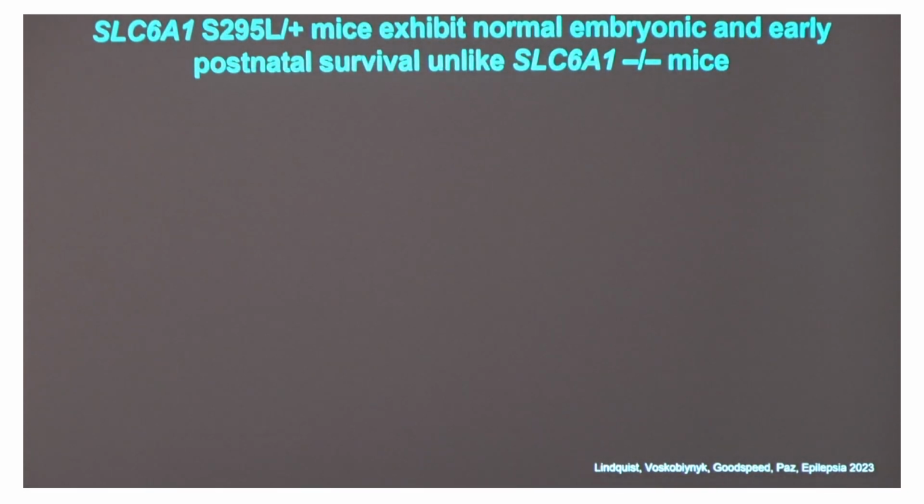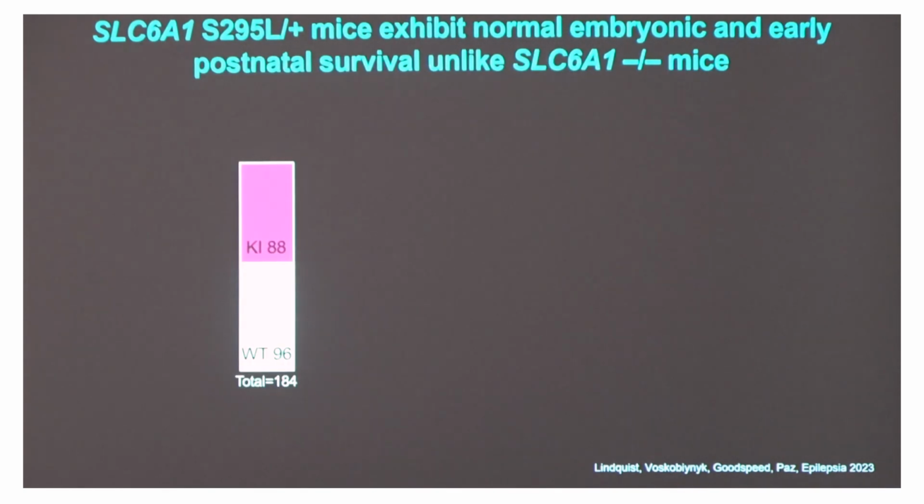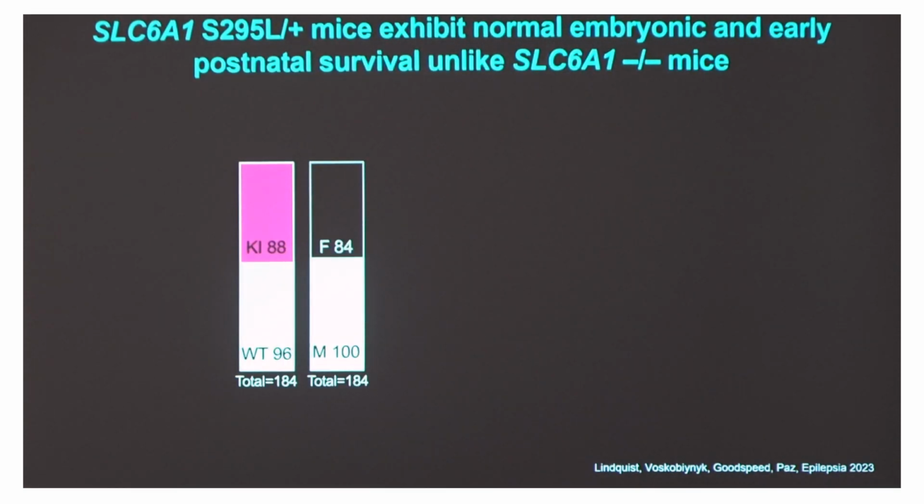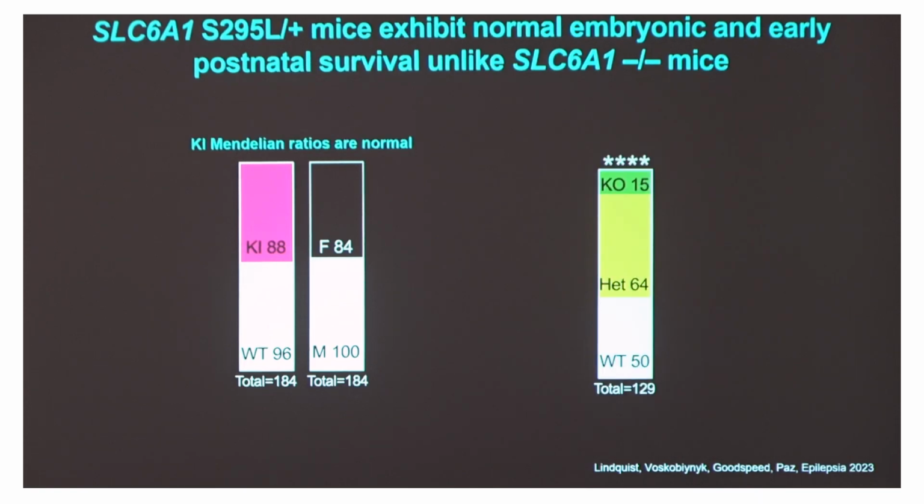When we looked at the survival of these mice in our lab, we found that the knock-in mice, the S295L mice, compared to the wild-type littermate controls, did not show any changes in their survival. They develop and survive embryonically normally, and they have approximately normal survival compared to their wild-type littermate controls. And they're sex matched, which means that both males and females are born normally. We call this Mendelian ratio to be normal.